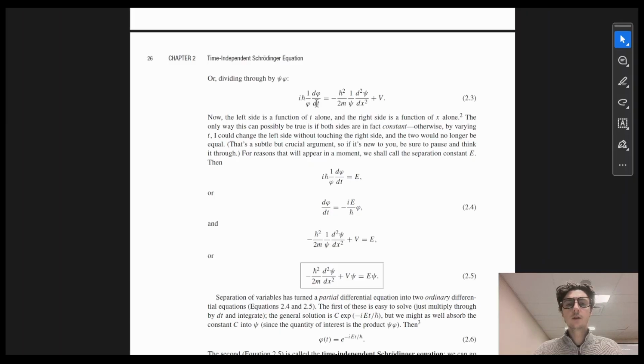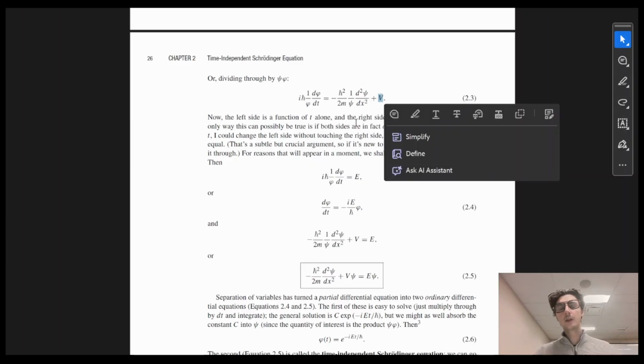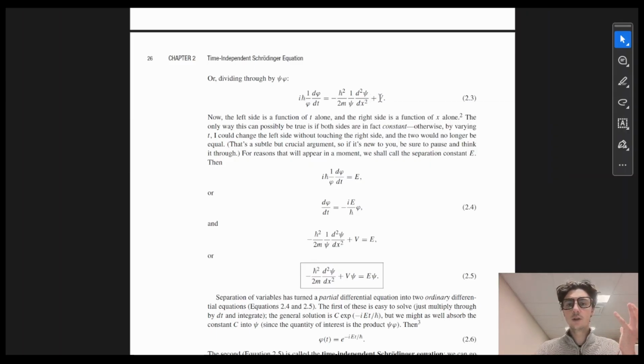Everything here depends on time. We have a function that depends only on time, and the derivative with respect to time. Then the function here, i, h bar, are constants. On the other side, we have h bar squared, 2m, these are constants, 1 over psi. Psi is a function that depends on x alone, and we have the function again here, which depends on x alone. And here, Griffiths said that we're going to assume that the potential doesn't change in time, the potential only changes with respect to position.